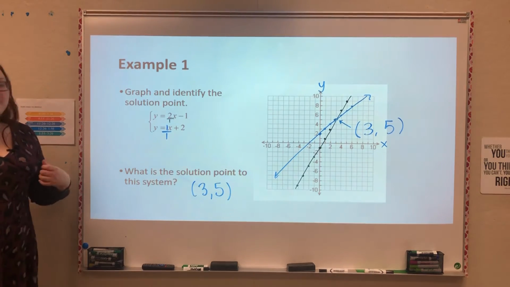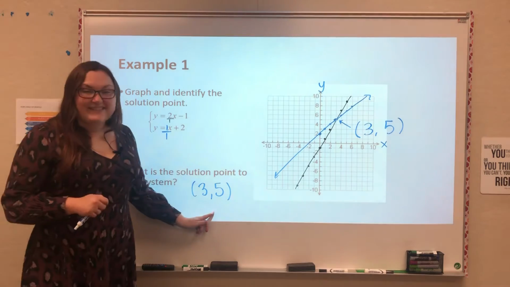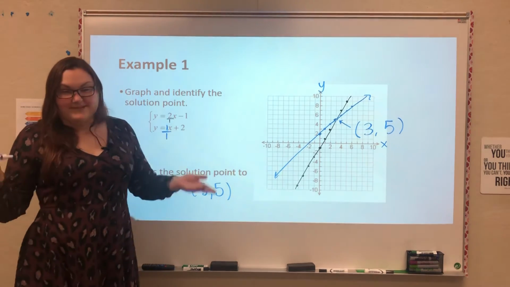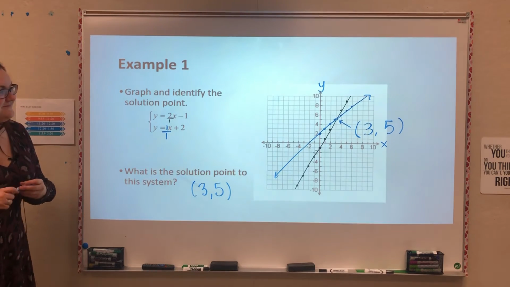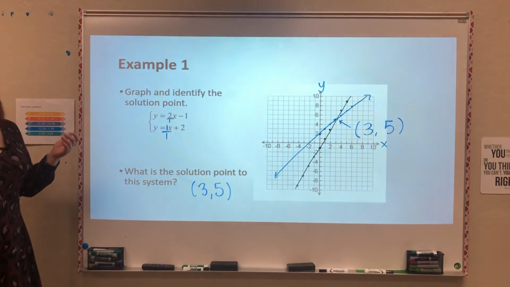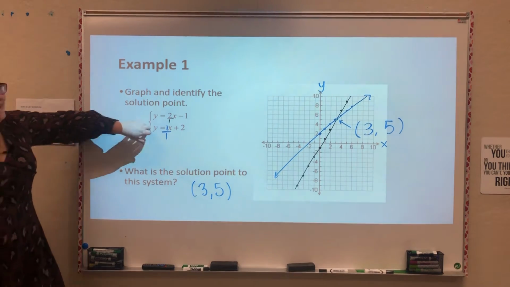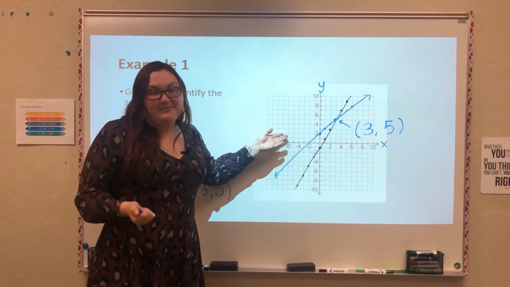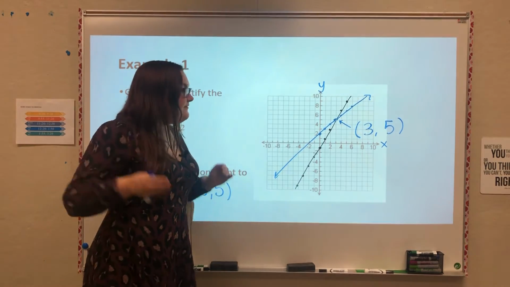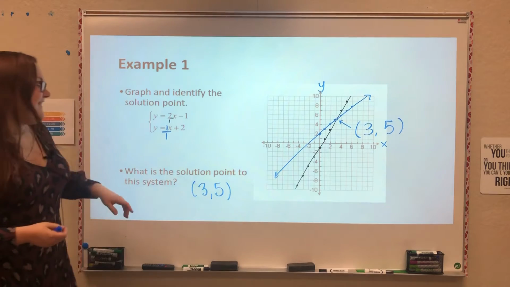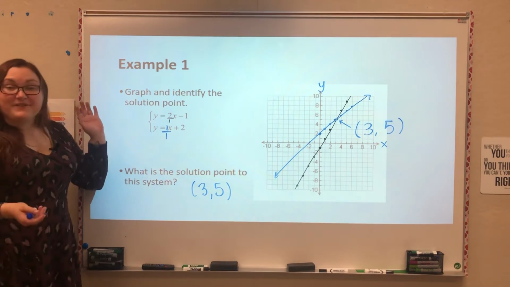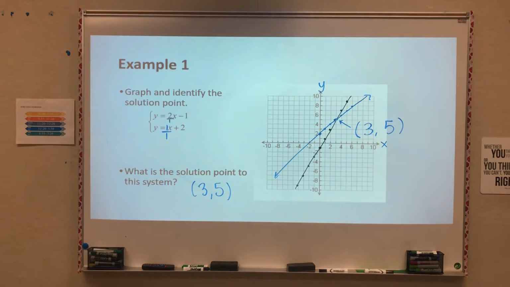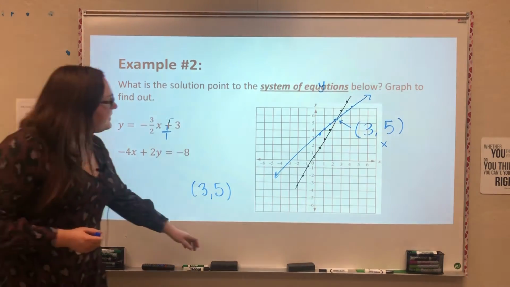So instead of what we were doing yesterday where I would give you a point like this and ask, is it a solution point, yes or no, we're actually starting to find them ourselves. And this is going to be one of our methods. One way you can solve these systems is by doing what we did here, by graphing both of those lines, finding where they intersect, and that intersection point is your solution point. So this is my first example. I've got one more we're going to look at.